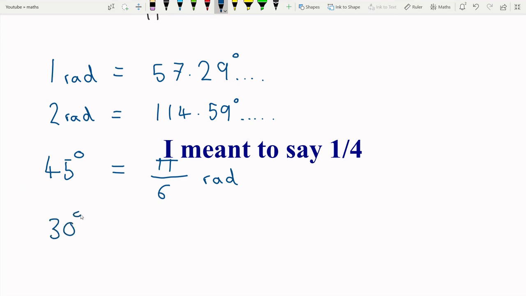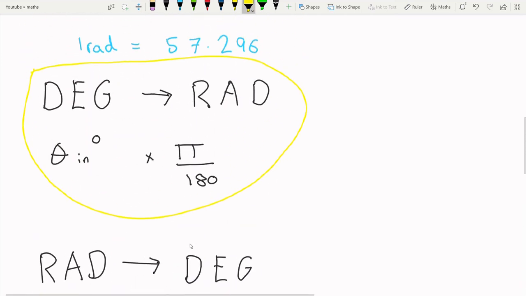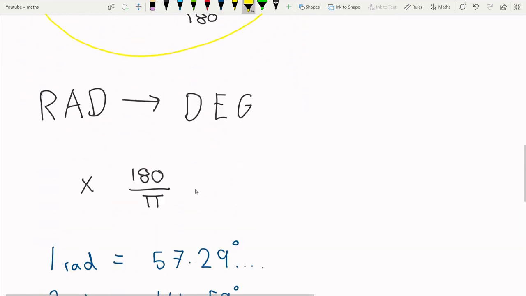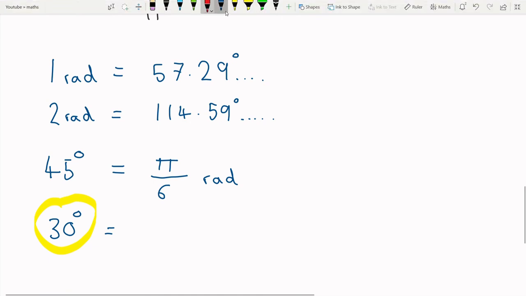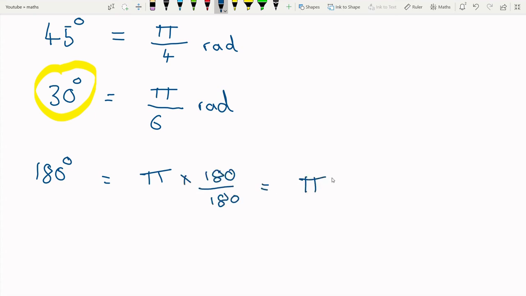30 degrees. Again, we're going to take our 30 degrees, and we're going to times it by pi, divide 180. And seeing as we leave our answers in pi's, now we've just got 30 over 180, that comes to 1 over 6. Sorry, 45 was 1 over 4. That was 1 over 4. And then the other important one, 180 equals pi times 180 over 180 equals just pi rad.